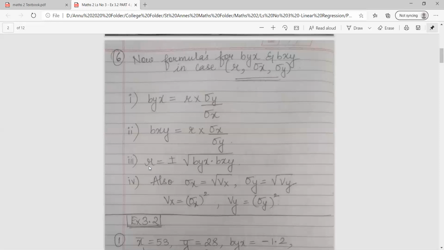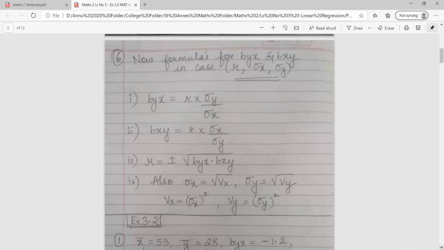The third one we already studied. r is equal to plus minus root of Byx into Bxy. तो shitty अगर ढूंढना है तो हम कैसे ढूंढ सकते हैं? Root of variance. So this is the basic formula which you have to remember. To calculate shitty x, we can take the square root of variance of x. And if you want variance of x, that is shitty x square. The same goes with shitty y, that is square root of variance of y, and variance of y is equal to shitty y square.